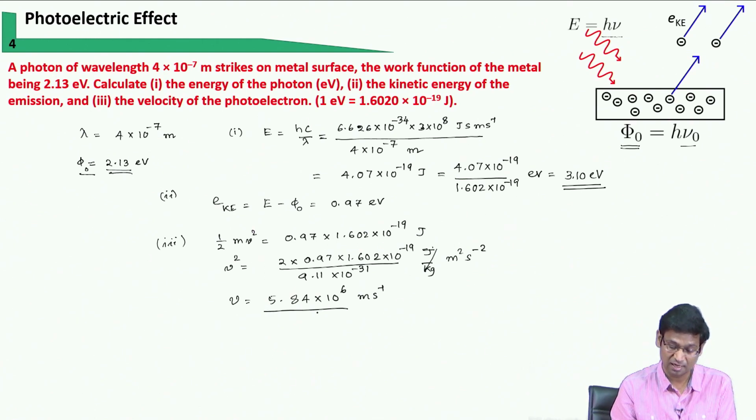So, this is the speed with which this ejected electron will go out. Look at this speed, which is close to 6,000 kilometer per second. So, that is quite a fast electron.